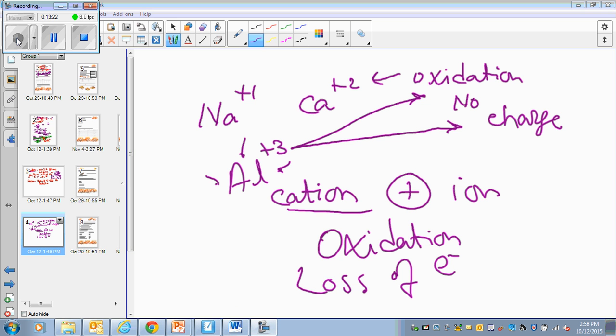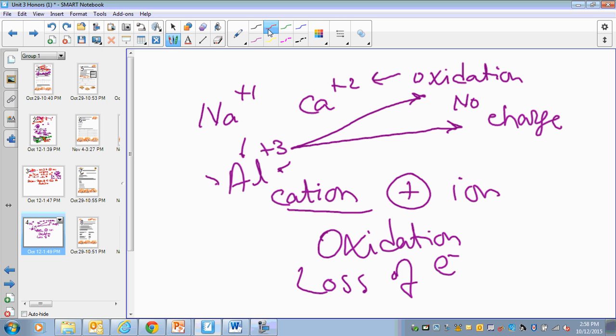On the other hand, reduction is the opposite of oxidation. What happened to my pen here? It is taking some time. I think something is wrong with me.